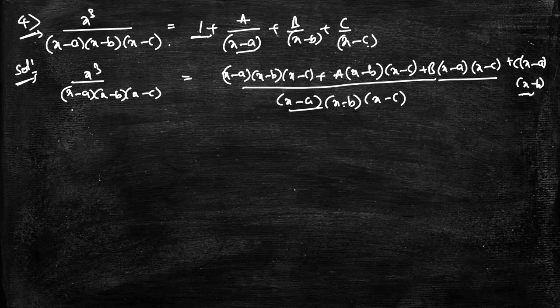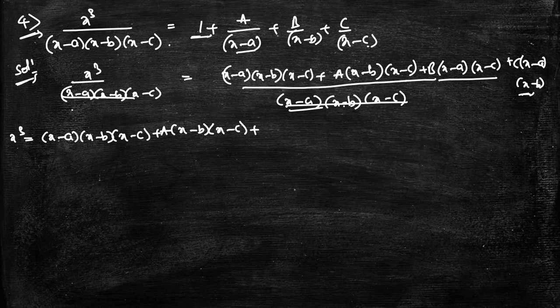So this will remain here. The denominator will get cancelled, and x cube is equal to, this total will become (x - a)(x - b)(x - c), and from this a into (x - b)(x - c) will come here, and plus b into (x - a)(x - c) will come here, plus c into (x - a)(x - b) will come here.